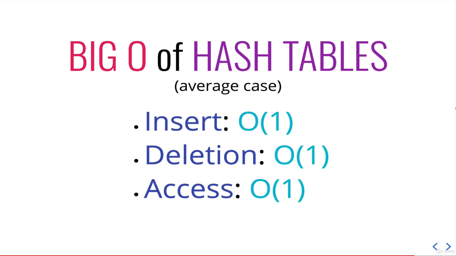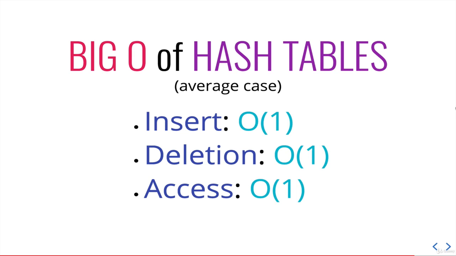So insertion, deletion, and accessing data on average and also best case are O of 1, constant time, which is fantastic. That's great. And this really comes down to how good your hash function is. One, how fast the hash function itself is, and two, how evenly it distributes things. Minimize the number of collisions.